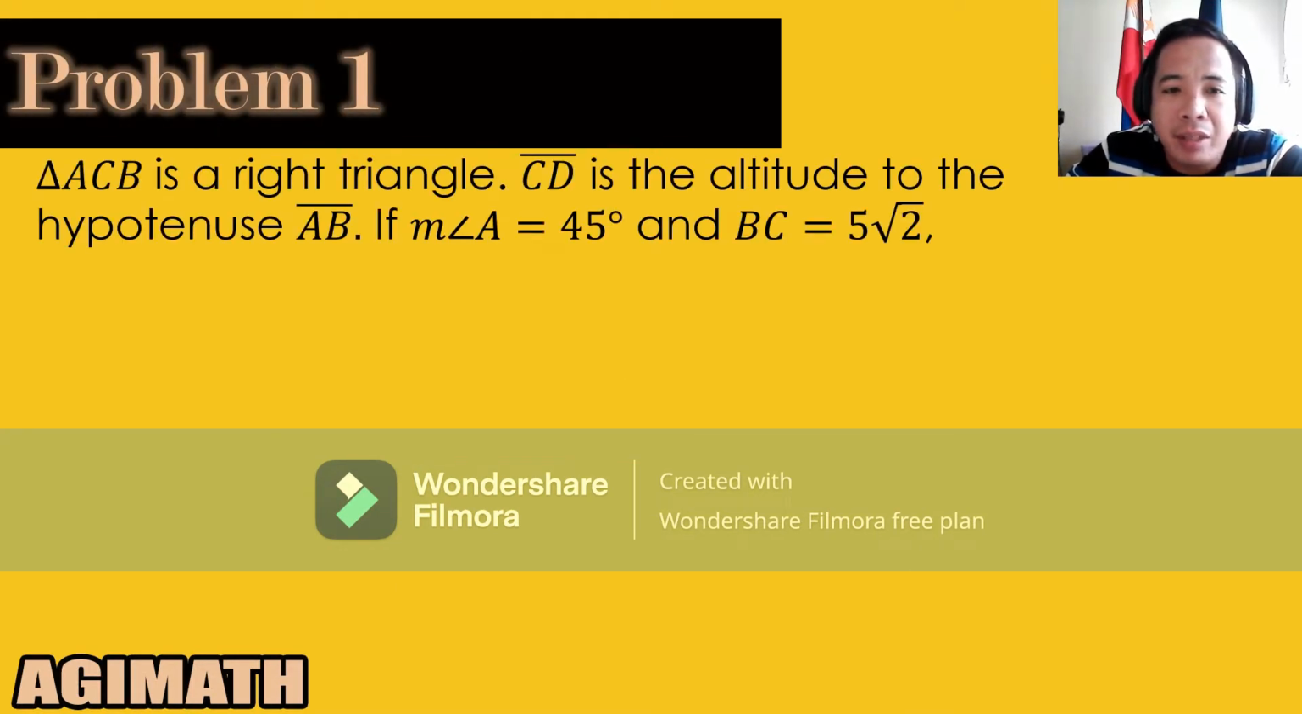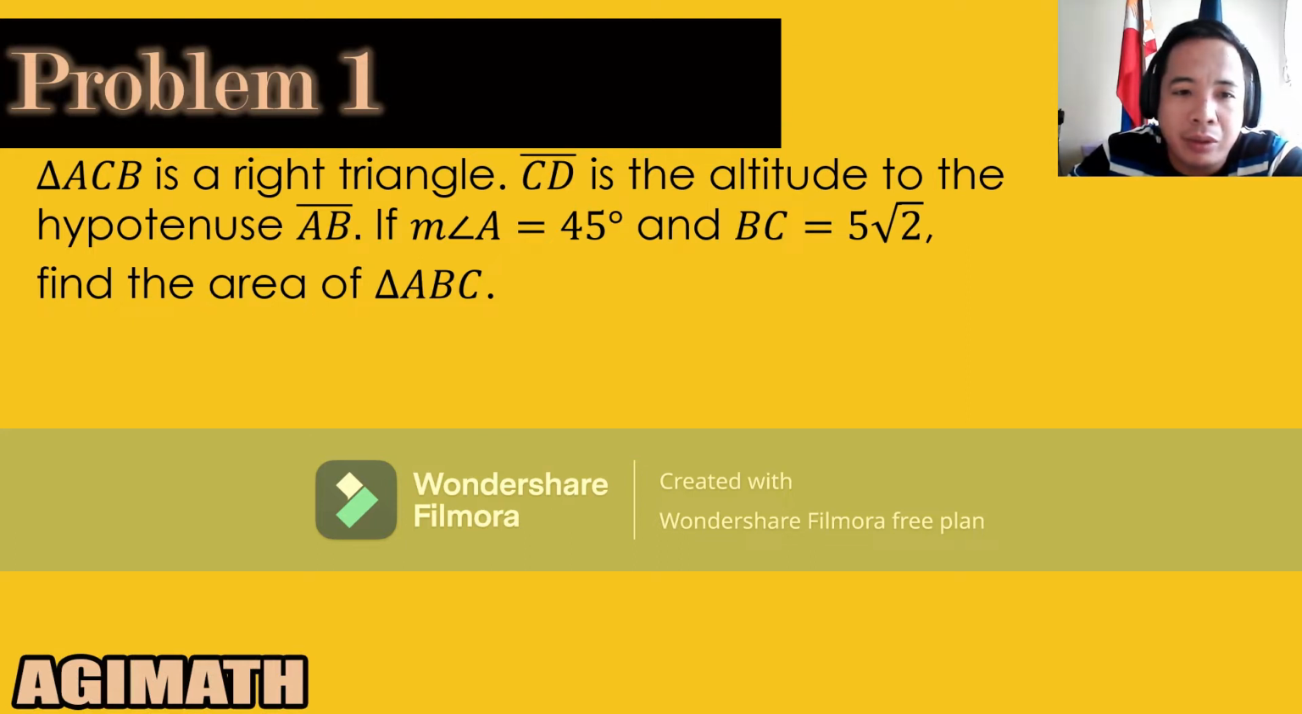Triangle ACB is a right triangle. CD is the altitude to the hypotenuse AB. If the measure of angle A equals 45 degrees and BC is equal to 5 square root of 2, find the area of triangle ABC. So in solving any problem, especially geometry problems, we are going to start with the figure.